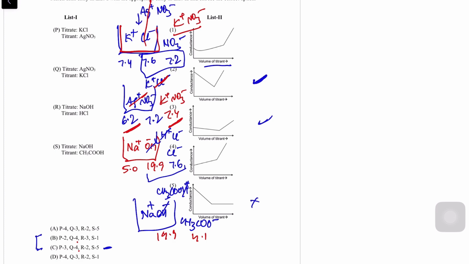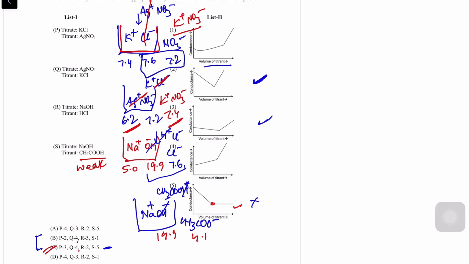Now, when the entire NaOH is neutralized, if you add acetic acid beyond the endpoint, the conductance will not change appreciably because acetic acid is a very weak electrolyte. So yes, S matches with 5. So that gives us option C as the correct answer.